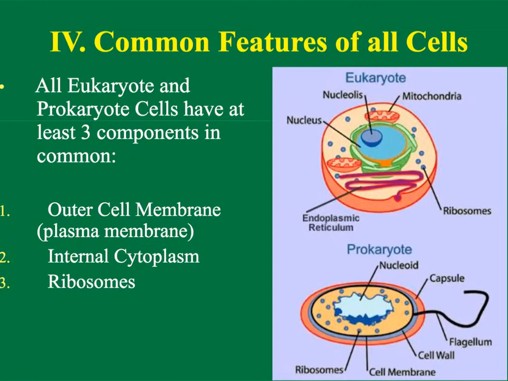However, there are 3 components within cells that are found in both eukaryotic and prokaryotic cells. So these things are a cell membrane, which encloses the cell contents, a cytoplasm, which is the watery solution that includes other cell structures, and ribosomes, which are composed of protein and RNA, and this is where they synthesize proteins.